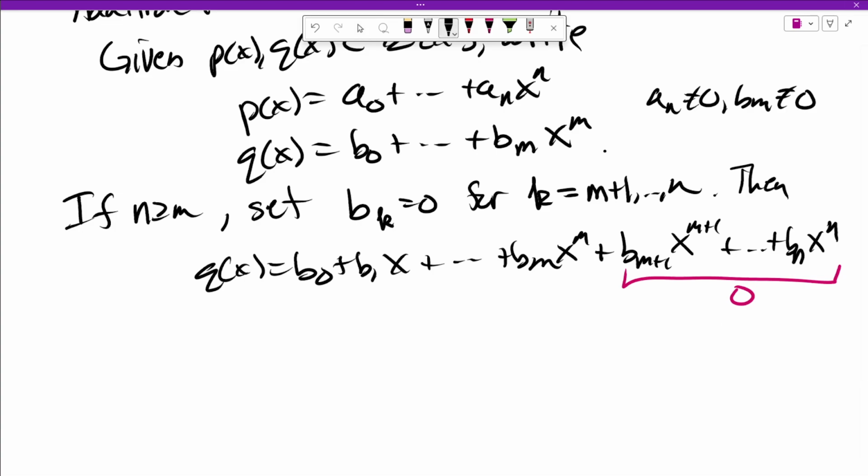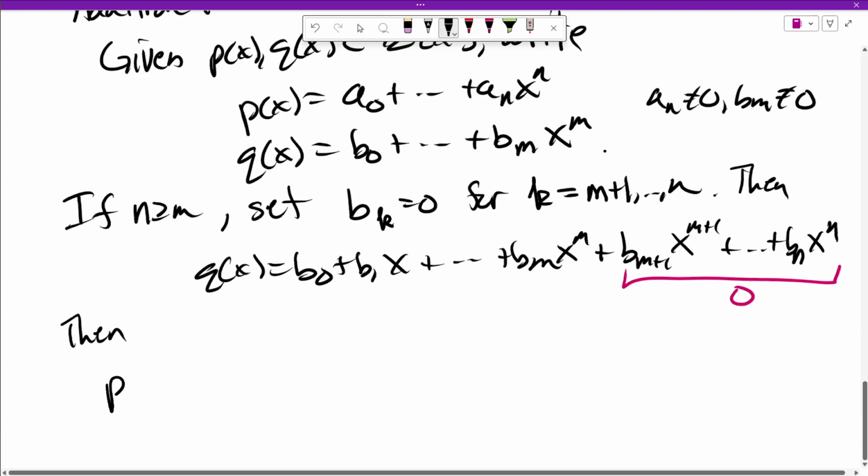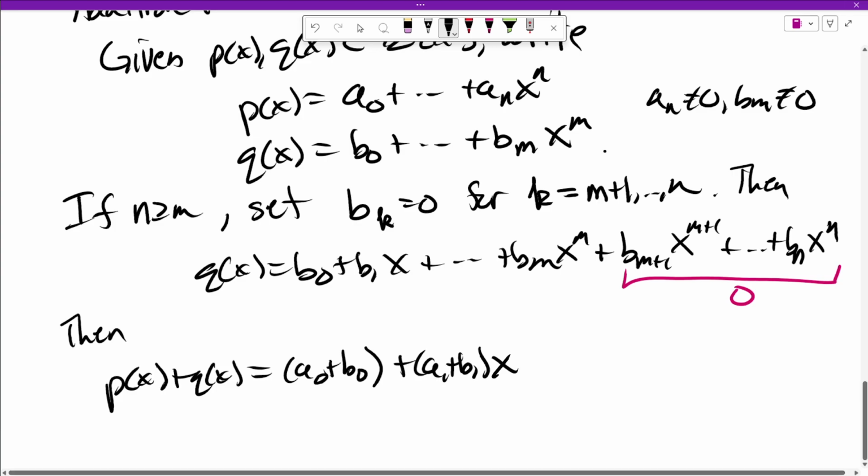All right. Then, once we have that, p plus q is combined like terms. So a0 plus b0 is going to be the constant term. a1 plus b1 is going to be the linear term, and so on. And you're going to keep going until you get an plus bn, and this makes sense to write, even if bn is 0. So that's if n is bigger than or equal to m, we have to extend q by 0.